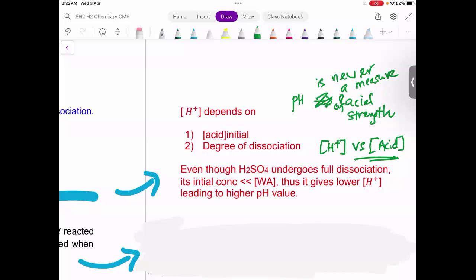The H plus and the acid is different. Acid, I'm referring to the whole compound before dissociation. So this is what I'm talking about, acid: HCl, ethanoic acid, phenol, benzoic acid. Okay, these are my acid. So H plus is after it dissociates. So do not get confused. When I say H plus, it is the free H plus. When I refer to acid, I'm referring to the molecular acid. They are different. Okay.